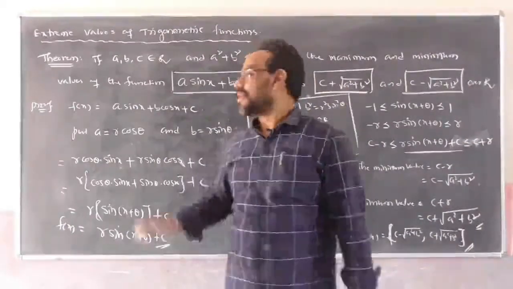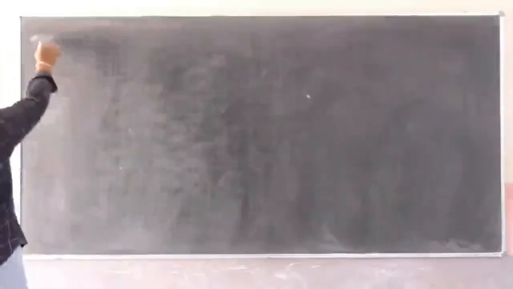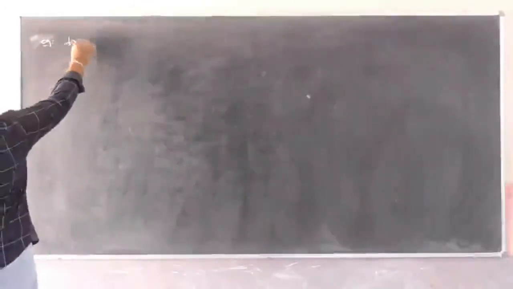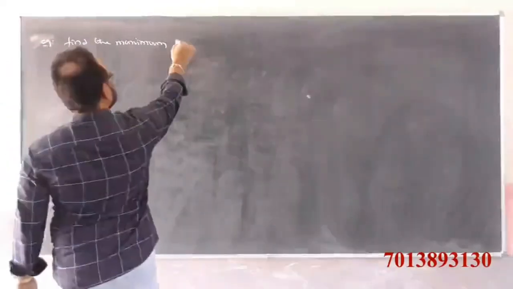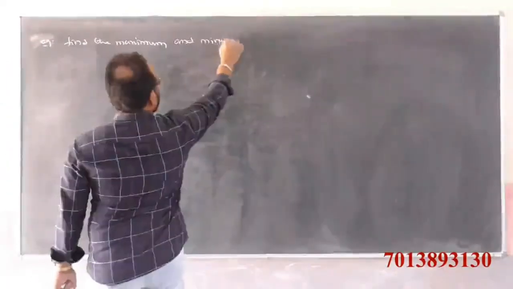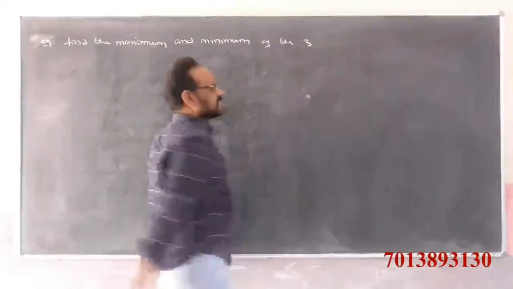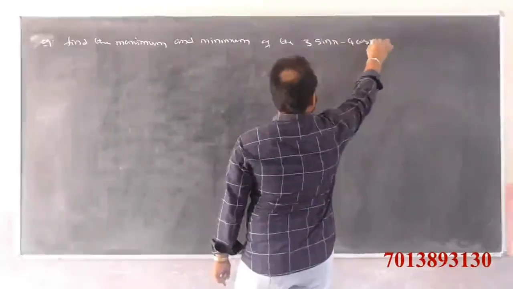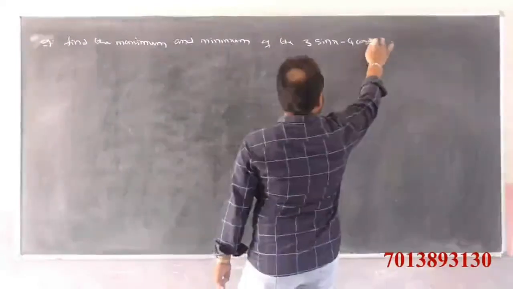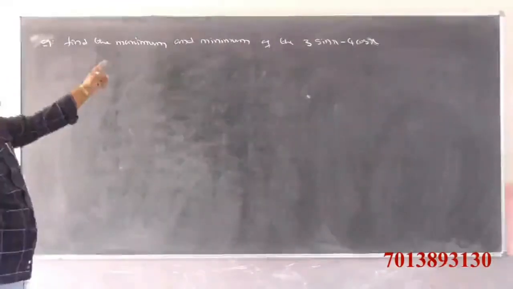Let us discuss a small example for understanding. Example: find the maximum and minimum value of the function 3 sin x minus 4 cos x. We want the maximum and minimum value of this function, 3 sin x minus 4 cos x.